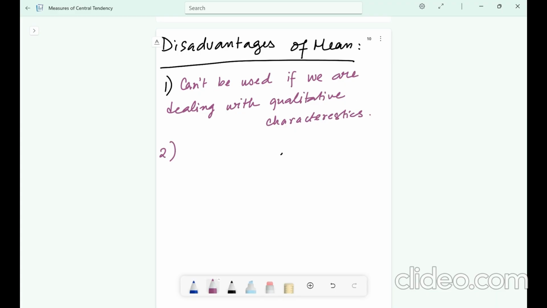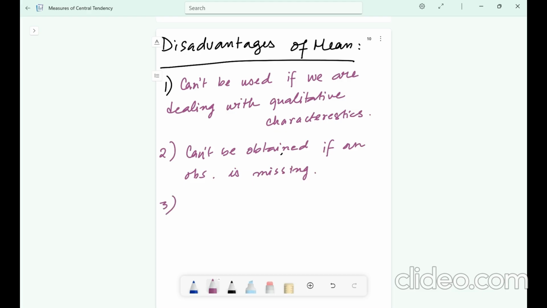Next, AM can't be obtained if an observation is missing or lost, unless we drop out the observation. Okay, can't be obtained if an observation is missing. Okay.